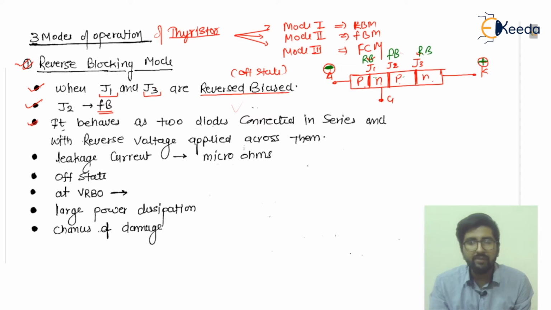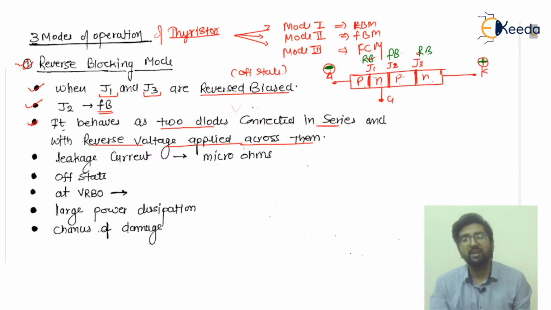Third, it behaves as two diodes. So obviously it will behave as two diodes connected in series, with the reverse voltage applied across them. Okay, reverse voltage applied across them, and they are behaving as in series.